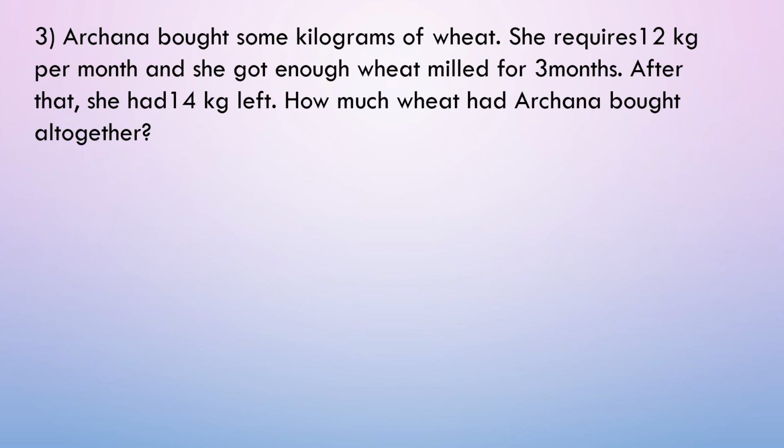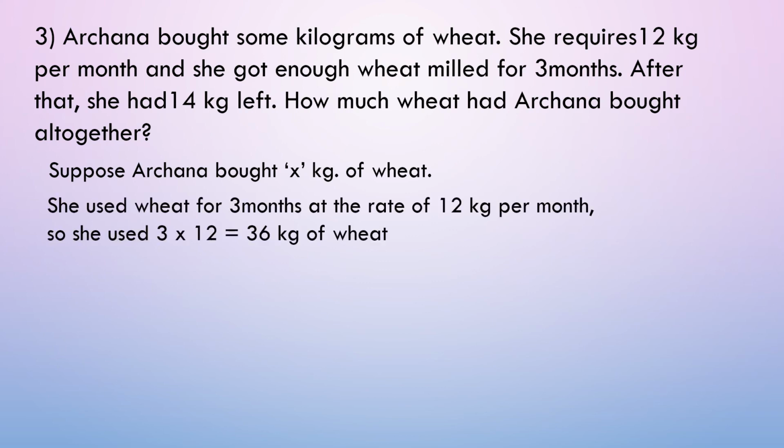Third sum. Archana bought some kilograms of wheat and she required 12 kg per month, and she got enough wheat meal for 3 months. After that she had 14 kg left. So how much wheat had Archana bought altogether? We don't know how much wheat Archana bought. So suppose Archana bought x kg of wheat and she used wheat for 3 months at the rate of 12 kg per month. For 1 month she used 12 kg, so you have to find it for 3 months. She used 3 into 12, that is 36 kg of wheat. And she had 14 kg of wheat left with her.